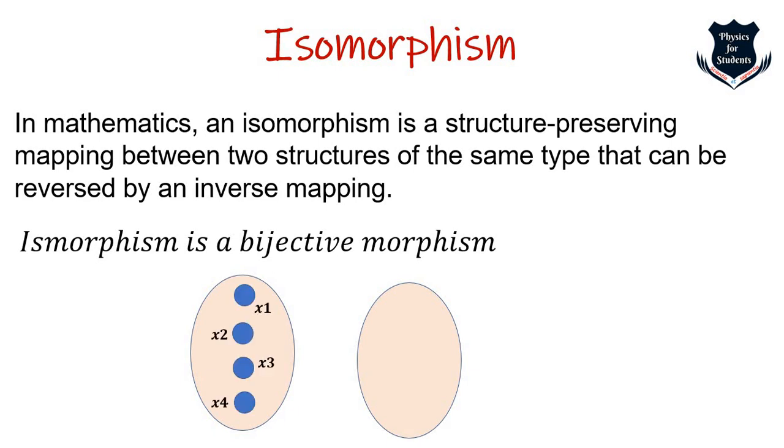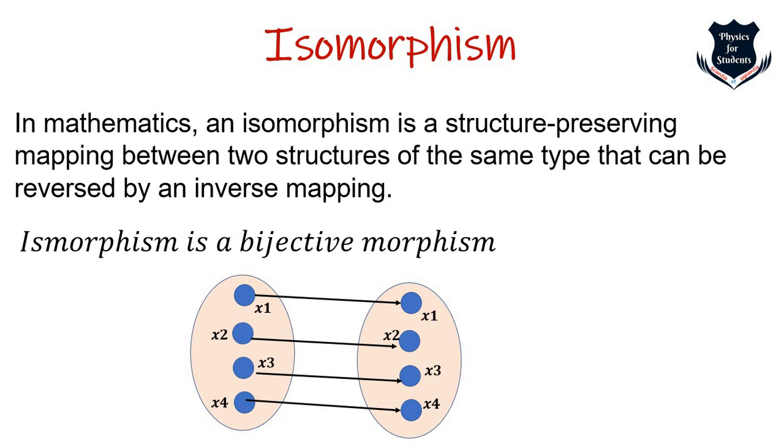We have a group or a set with elements x1, x2 and x3, and each one of them is being mapped, or you can say they are in correspondence with each other. So don't worry about this term bijective morphism, what it actually means. These things will more or less become clear.